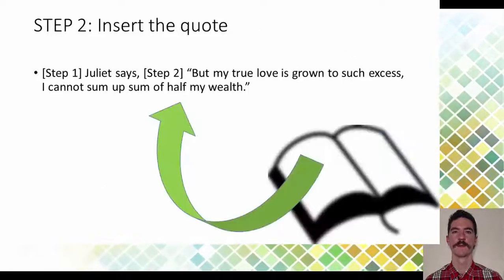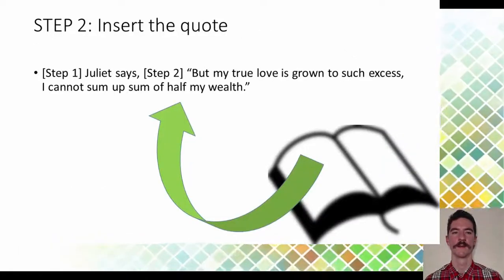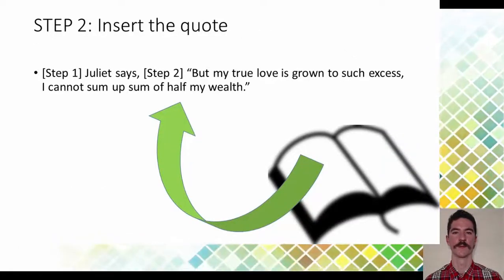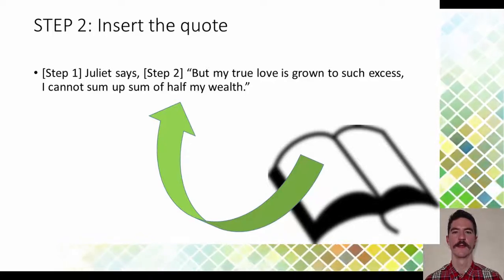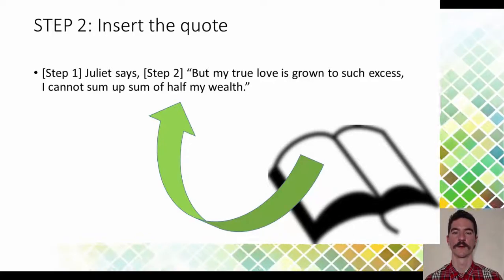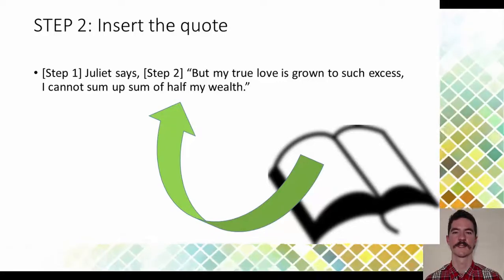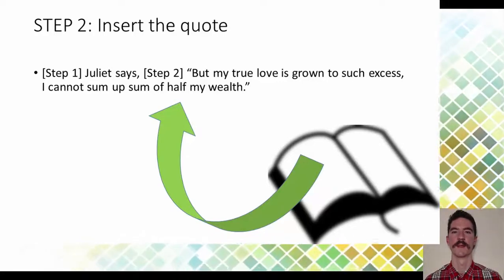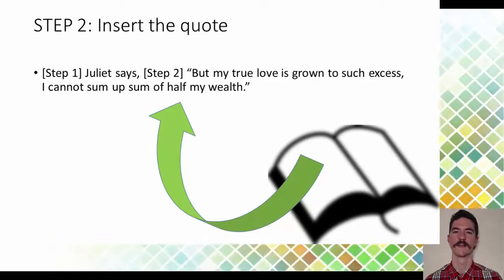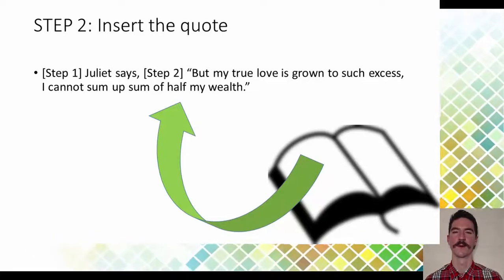So step 2 is insert the quote. So from step 1 we already have the words Juliet says and a comma, and in step 2 we simply put in the quote. The quote I've picked for this is, "But my true love is grown to such excess I cannot sum up some of half my wealth," which seems like a typo, but believe me, that's the quote.